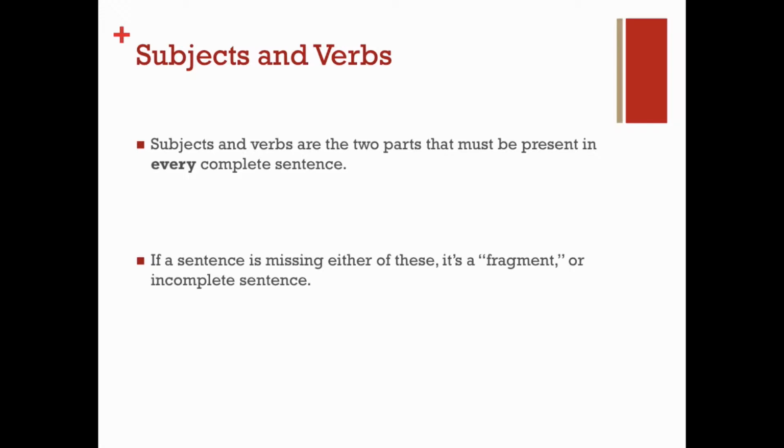If a sentence is missing either of these, usually we refer to that as an incomplete sentence, or we might call it a sentence fragment. But those types of sentences don't serve well when it comes to proper English and proper writing, so you want to make sure you always have a subject and a verb in every sentence.